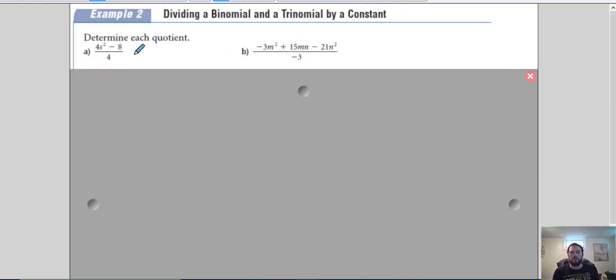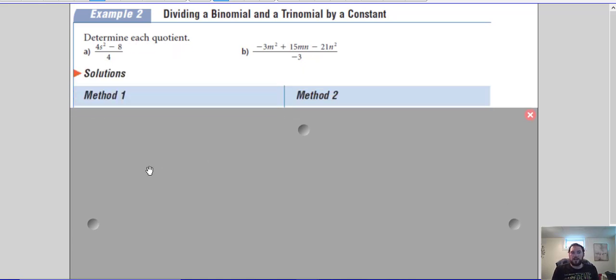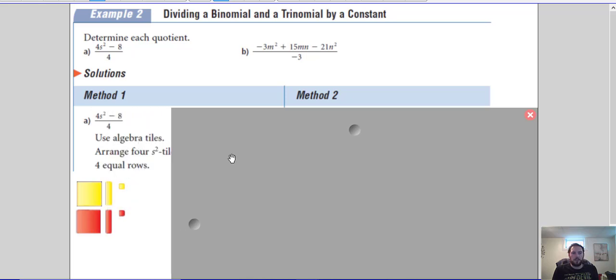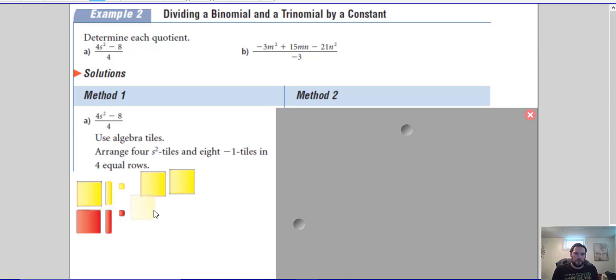If I wanted to do a division, I'm going to do it exactly the same way. Again, I can use algebra tiles. I can take my 4s squared minus 8s minus 8, so 4s squared, 1, 2, 3, 4 s squared tiles, right, minus 8. So 1, 2, 3, 4, 5, 6, 7, 8.